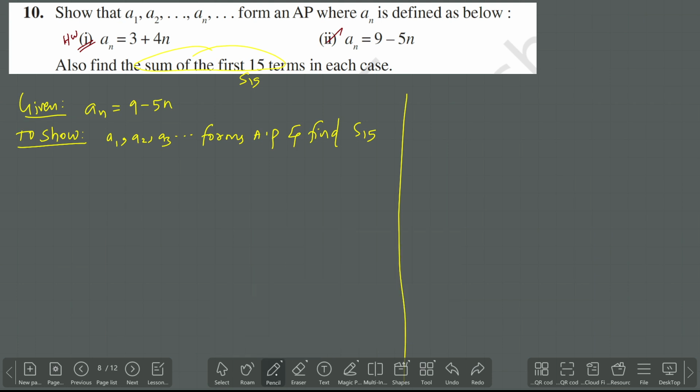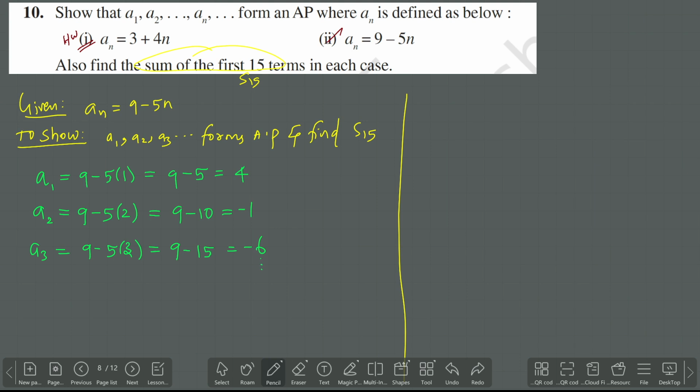We'll try a different problem. Now A1, in the sense, what does it mean? 9 minus 5 into 1, which is equal to 9 minus 5, equal to 4. A2: you find. So 9 minus 5 into 2, what am I getting? 9 minus 10, which is equal to minus 1. Then A3 equal to 9 minus 5 into 3, that is 9 minus 15, which is equal to minus 6.